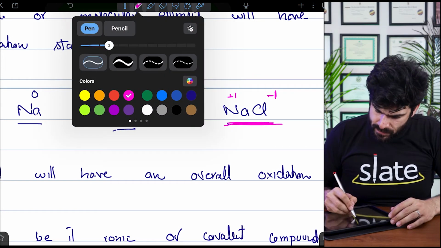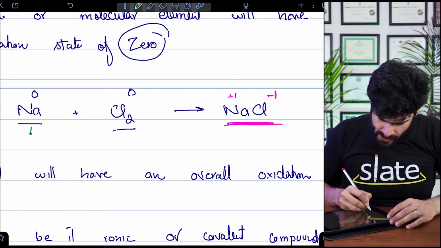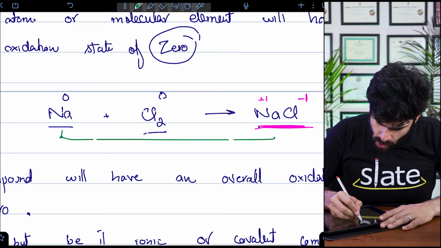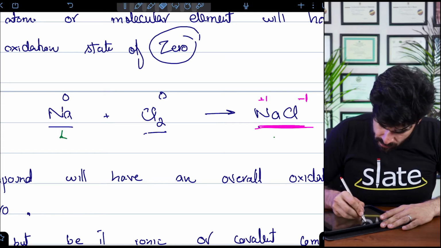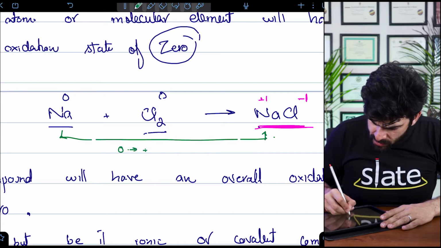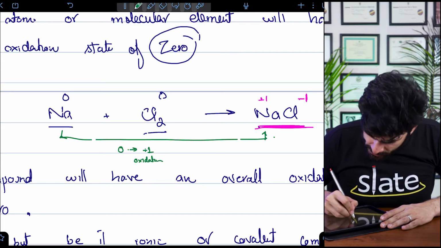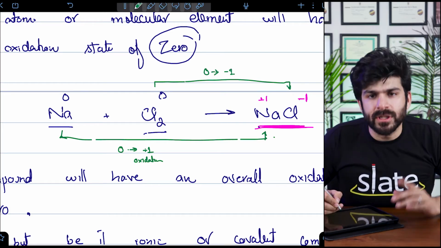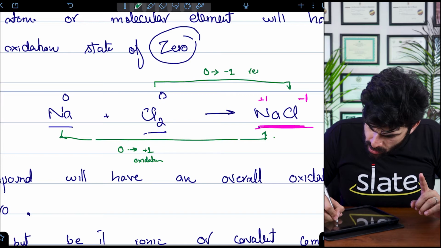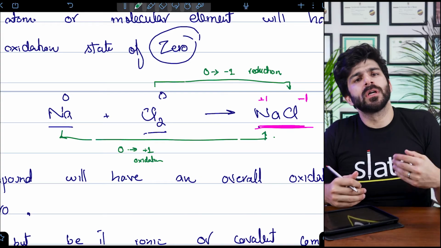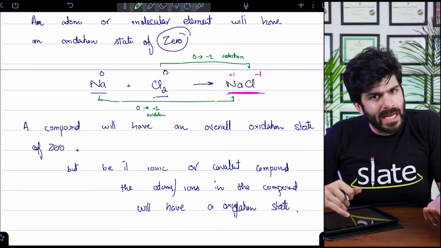Now in this case, look at sodium. It was 0 here and it became +1. From 0, sodium became +1. 0 to +1, that is oxidation. And look at chlorine. 0 to -1. It's reducing the oxidation state. So this is reduction. If one thing is getting reduced, the other is getting oxidized.